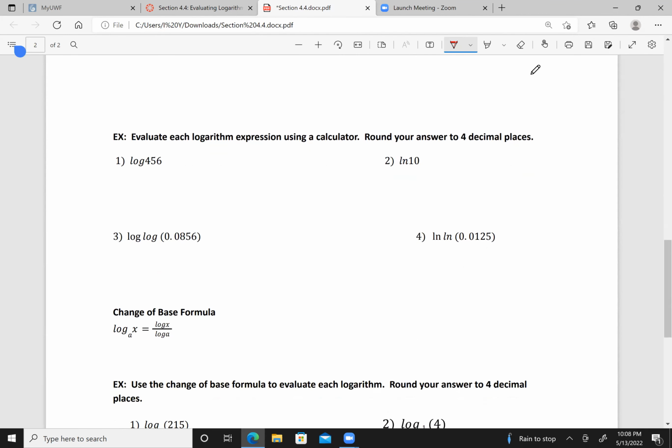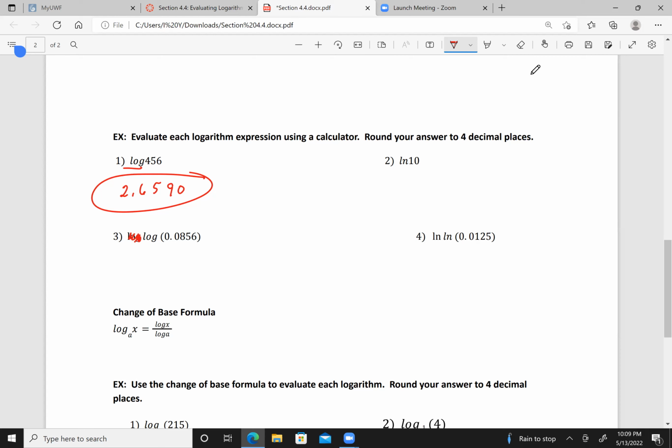Okay, using your calculator, evaluate each logarithm expression, rounding to 4 decimal places. So there should be a button on your calculator that says LOG. All you have to do is hit that LOG button, 4, 5, 6, enter. And you should get 2.65896, which rounds up to 2.6590. I think this is a typo again.